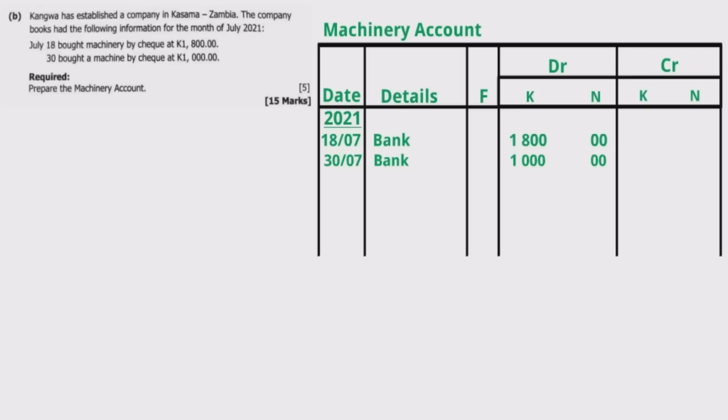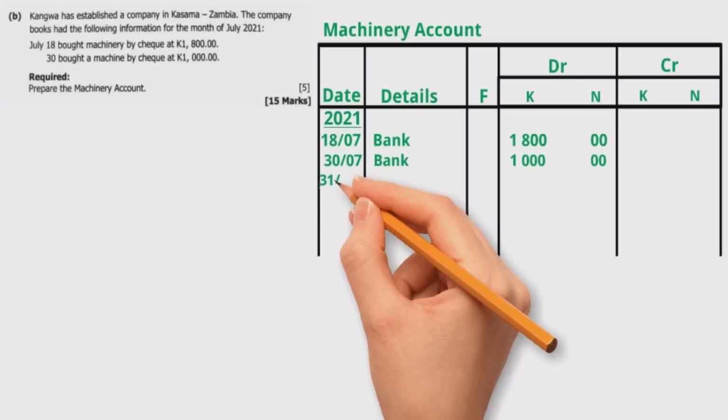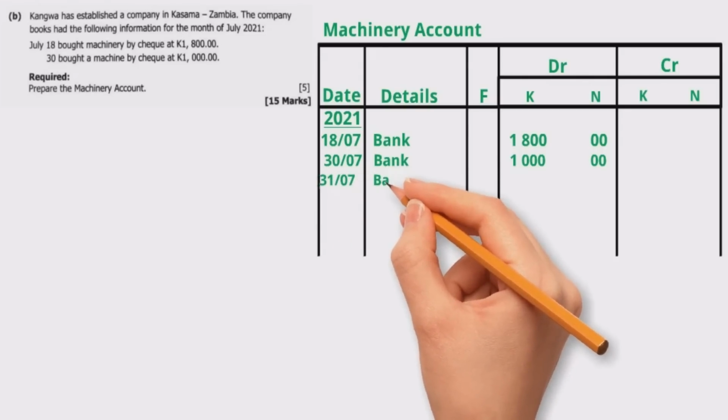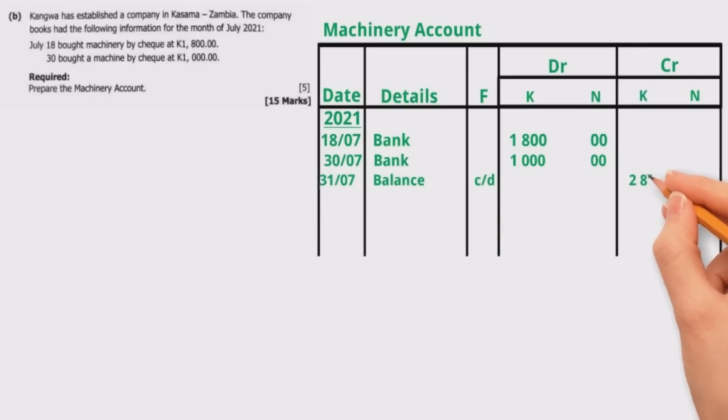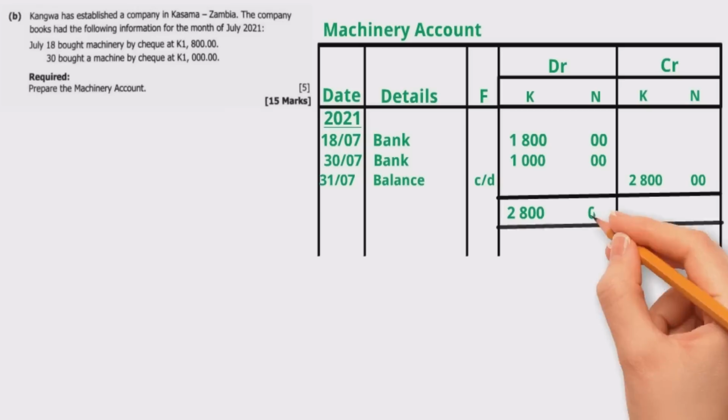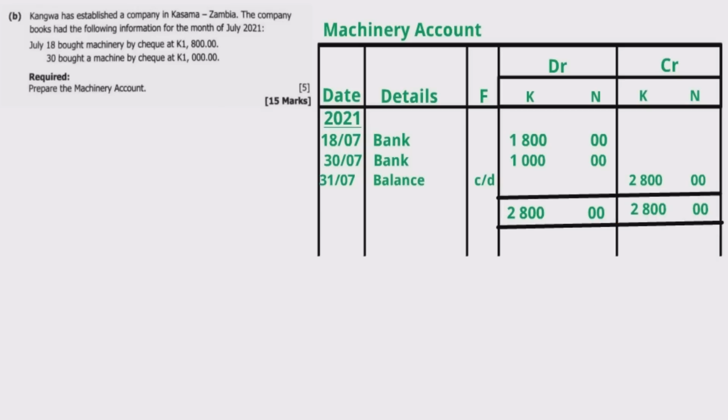Now, once we've done that, we can now write 31st. We write the balance, or we close the account. We say 31st July, balance carried down, that was 2,800. What have we done? We just added 1,800 plus 1,000, which has given us 2,800. Now 2,800, that is balance carried down.